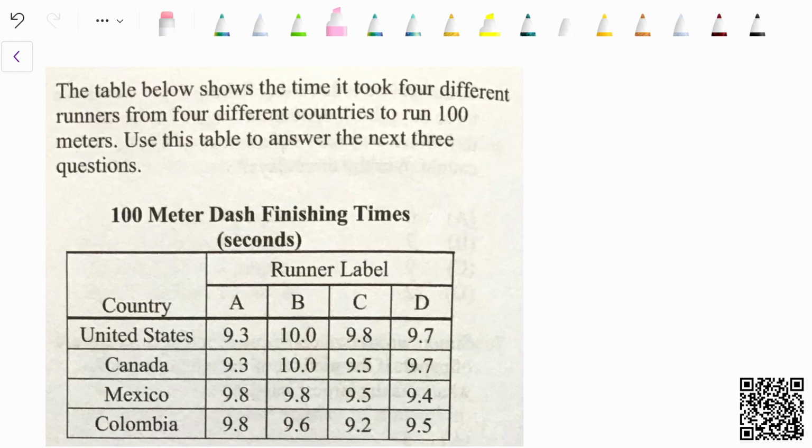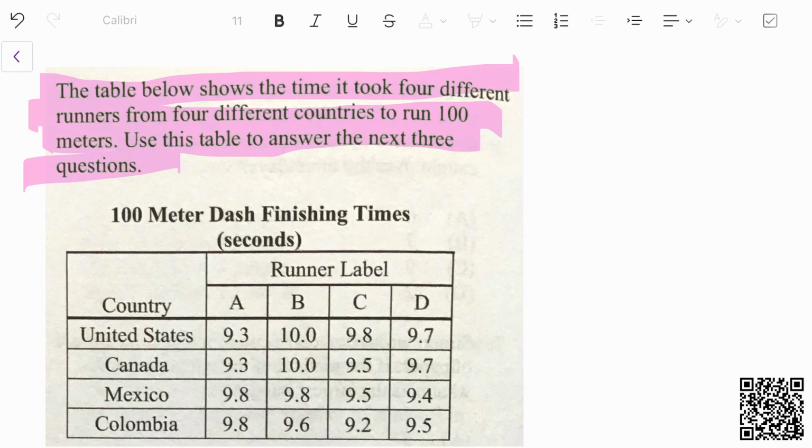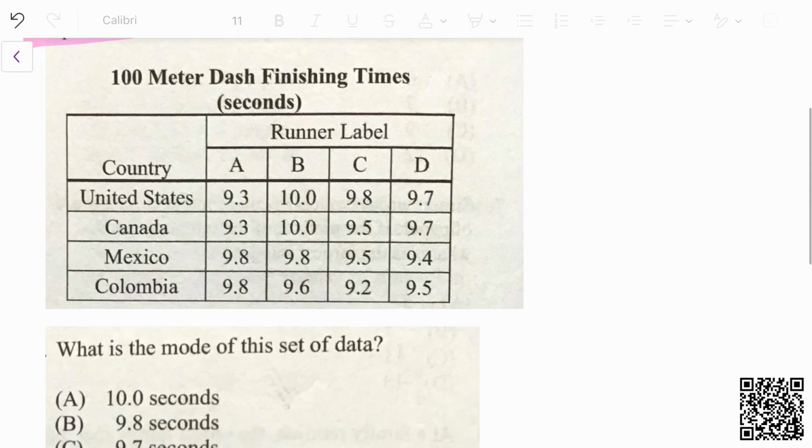Today we're going to be looking at some more mean, median, and mode. So our first question today is, the table below shows the time it took 4 different runners from 4 different countries to run 100 meters. Use this table to answer the next 3 questions. In personal experience, I actually take 16 seconds to run, so now I feel really pathetic. So this is our chart here.